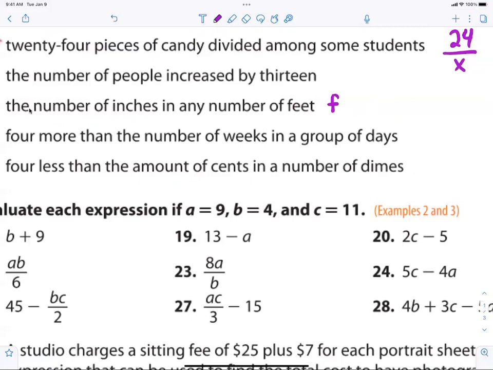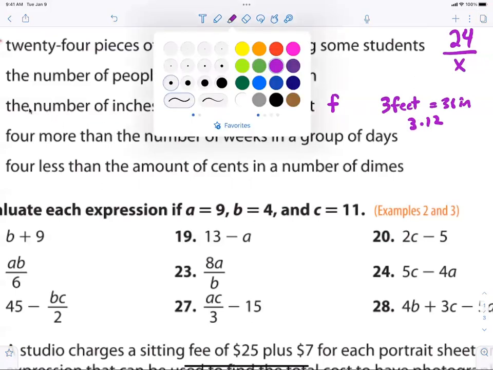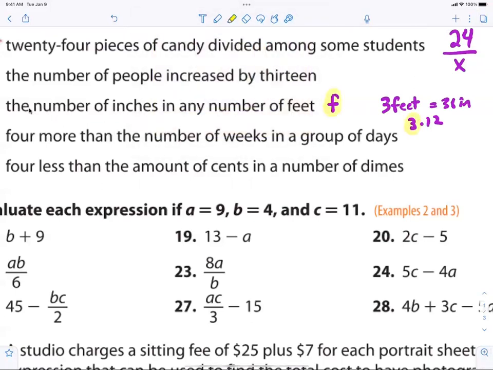So what I'm trying to teach you is this. If I said you had 3 feet, you immediately said it was 36 inches because that's just 3 times 12, right? So you always take the number of feet that you have and multiply by 12. So how many feet do you have? F. So multiply F by what? 12. And don't worry about it. It's just 12F. That's what we're trying to say.